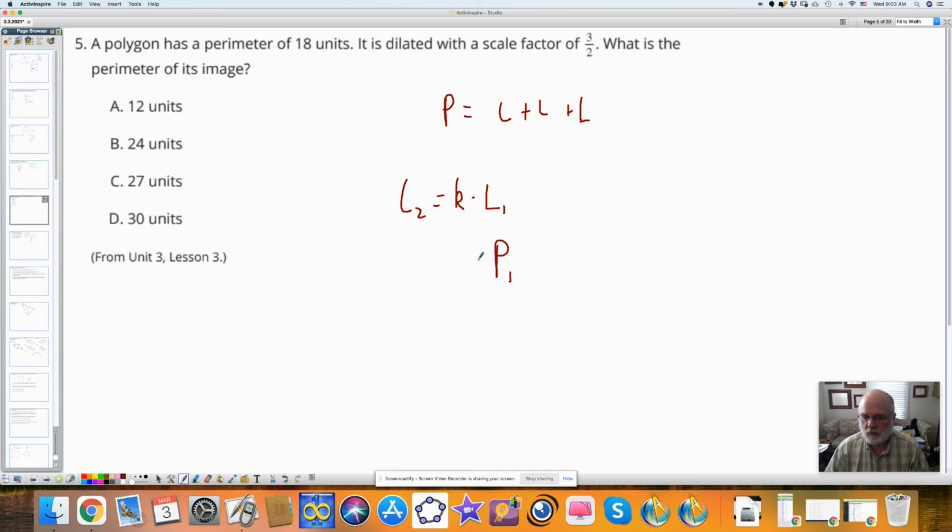You could also work with this. I didn't explain this, but I wanted you to try it out. So we're given the original is 18, and our scale factor is going to be 3/2. So when we do this, it's going to be getting larger. If I take half of 18, that's 9. 9 times 3 is 27. 27 is my answer.